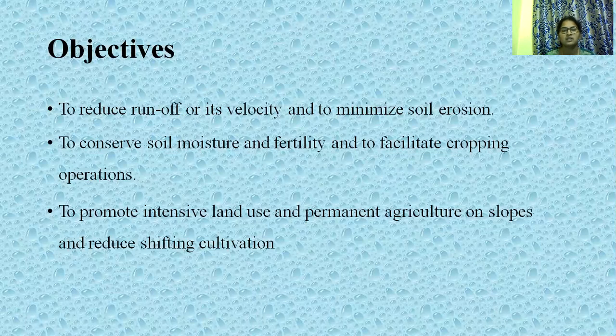What are the different objectives of this? To reduce the surface runoff, to conserve soil moisture and fertility, to facilitate crop operations, to promote farming practices and irrigation for conservation, to cultivate land, to promote intensive land use and permanent agriculture on slopes and reduce shifting cultivation, to improve the soil moisture, to reduce the surface runoff, and to utilize the land for protective use.